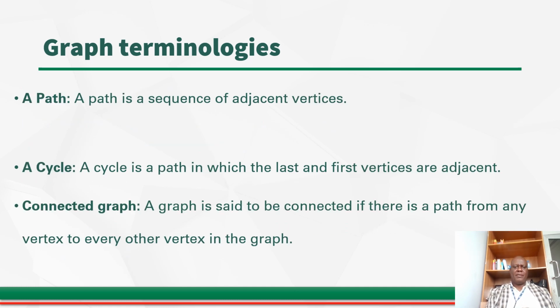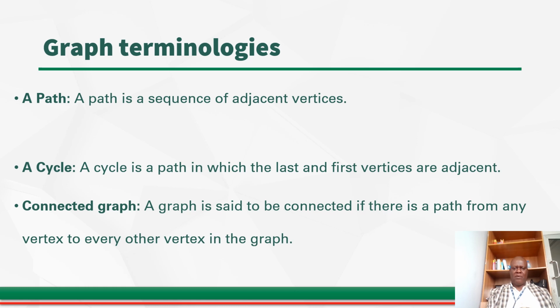A path. A path is a sequence of adjacent vertices, that is, moving from one to the other to another. That becomes a path. You can trace it. You could call it a route. You move from one vertex to another, and you are going. That becomes a path. So if you have Lagos, Ibadan, Ilorin, Abuja, and they are all vertices linked together, the path from Lagos to Abuja will be the one you pass through from Lagos to Ibadan to Ilorin, then you get to Abuja.